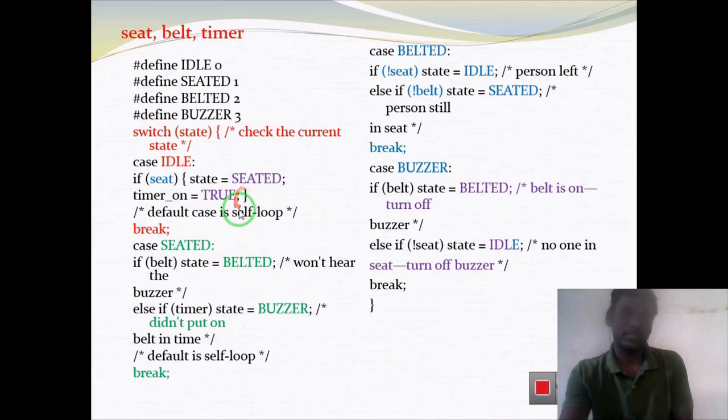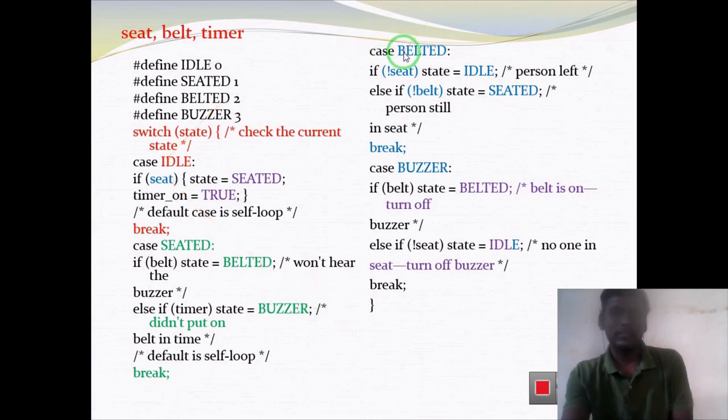The person is seated, and the next thing we have to check is whether the person is belted or not, whether he wears a belt. Suppose the person didn't wear a belt, what happens? Immediately the buzzer will be activated. So in the idle case, we check the condition of the seat. If the person is seated, then we check whether the person is belted. If the person is belted, there is no need to activate the buzzer. If the person is not belted, then we turn on the buzzer.